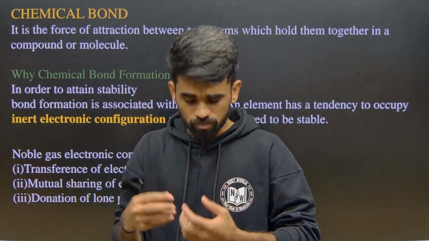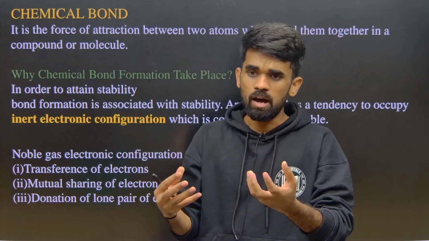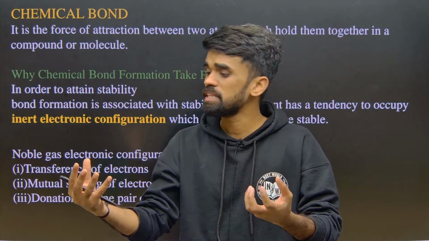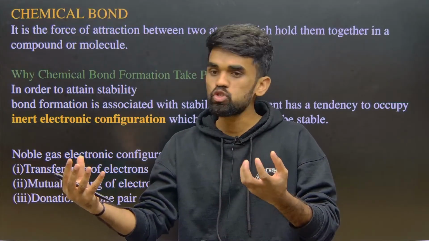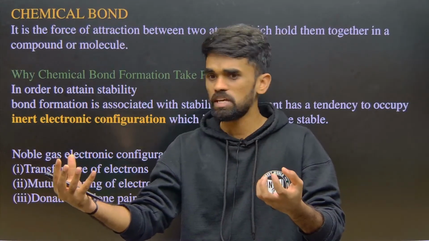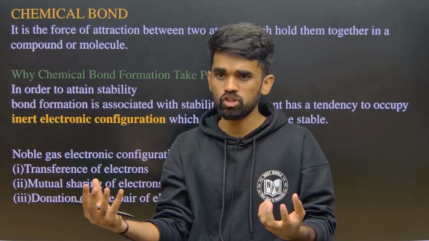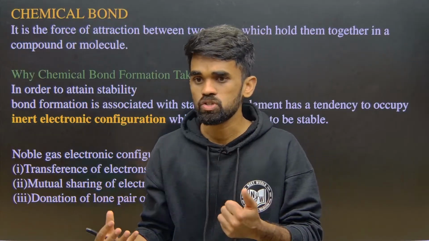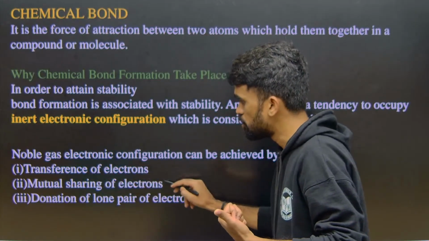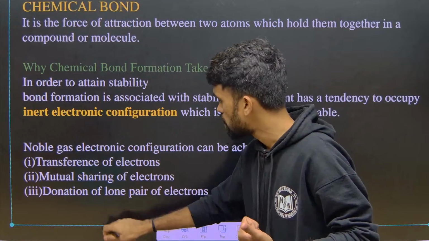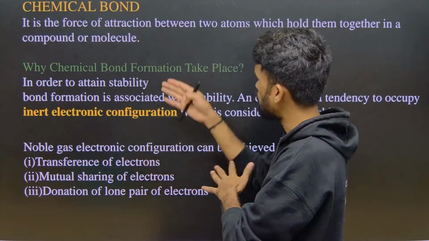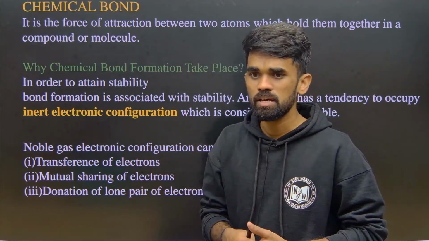Next, there are a few atoms which both have one or two electrons less. They are mutually sharing electrons. Each requires a certain amount of electrons, so they share with each other, attain a stable electronic configuration, and attain stability. So one way is transfer of electrons, another is mutual sharing of electrons, and another is donation of pi electrons. I will show you this. These are the basic ways atoms can form a chemical bond.